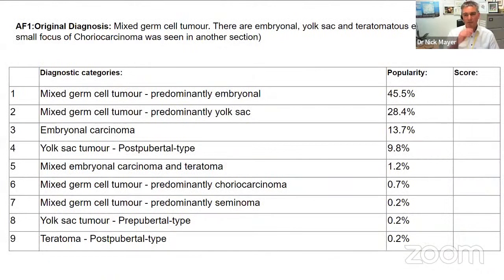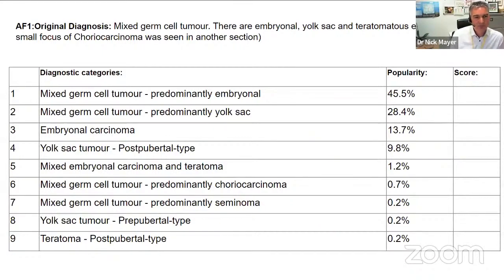And these were the responses that we got. So quite low agreement. Most people, or the predominant or favoured response was mixed germ cell tumour, predominantly embryonal, but there were quite a significant number that had gone for predominantly yolk sac.